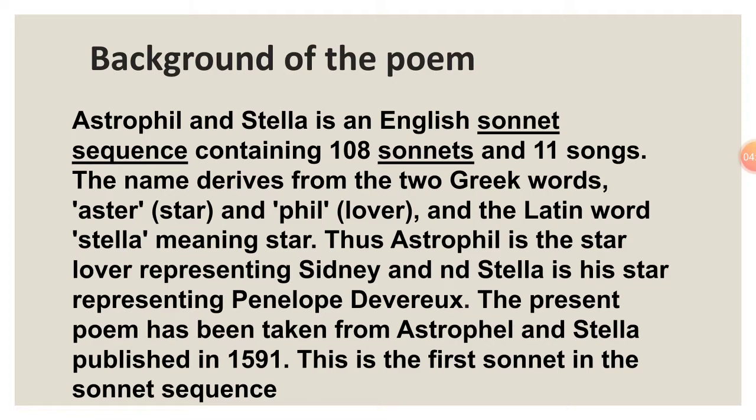So the frustration and the mental agony that he had felt at that time due to his unrequited love, unrequited love means one-sided love, okay, has been expressed in this sonnet sequence, okay, in all the 108 sonnets. So this particular sonnet, Loving in Truth, comes first. It is the first sonnet in that sonnet sequence. It has been written probably in the 1580s and was published in 1591.